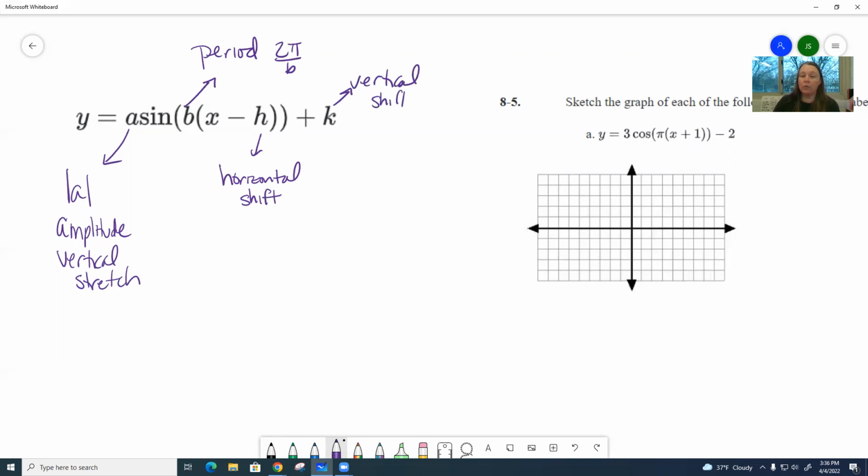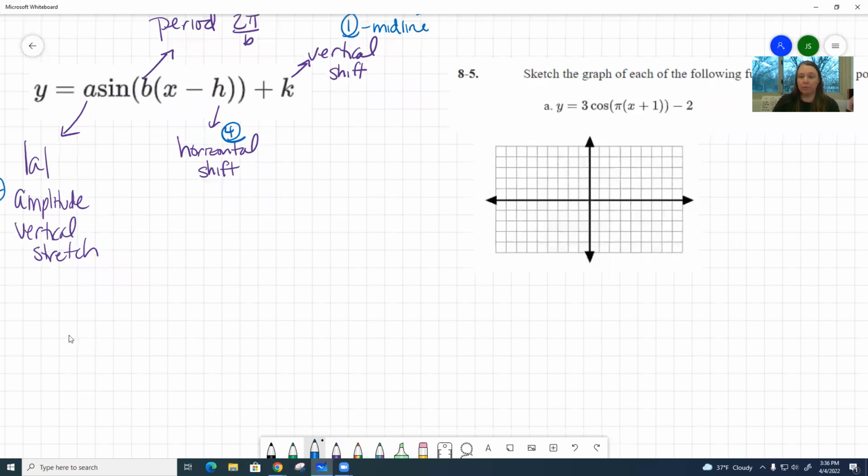Now, when we deal with these as far as graphing, what we were doing before is we would start with our vertical shift, and that would give us our midline. Okay, then from there, we would think about what's our amplitude, how far up and down do I need to go from my midline? And then we'll deal with our period and our horizontal shift. So I've got a couple of examples here, and we'll go through all those steps.